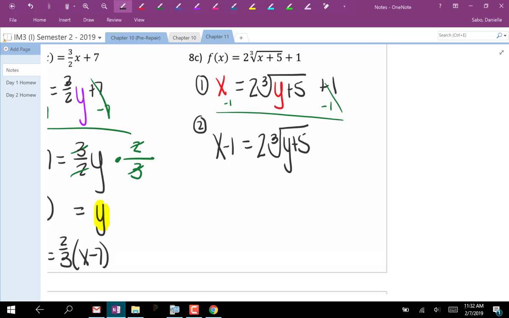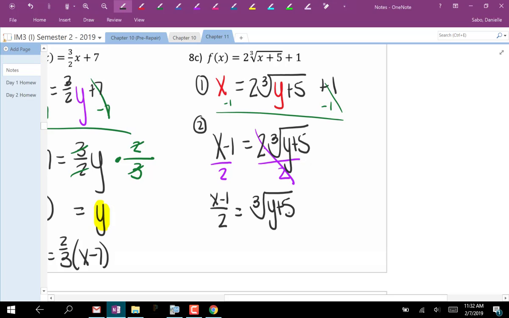So what would you do with that 2 to get rid of the 2 on the right side? You would divide it, because it's currently multiplying. So with 2, you have to divide, and it goes away. So I get x minus 1 all over 2 is equal to the cube root of y plus 5. And we have 2 more steps.